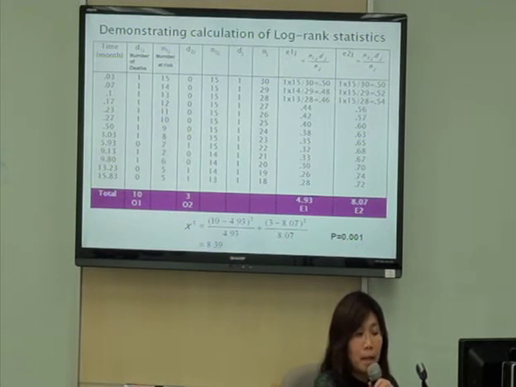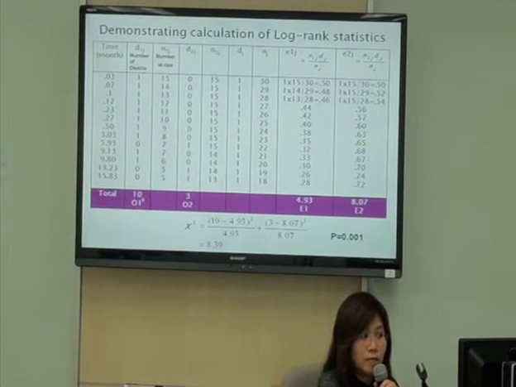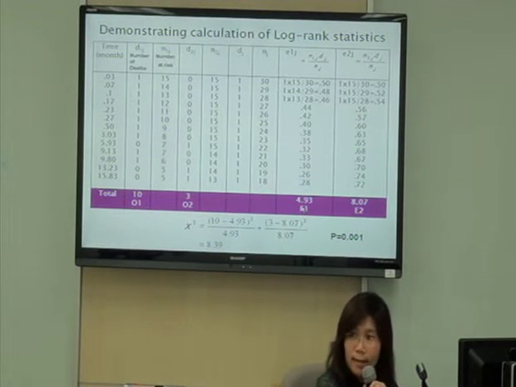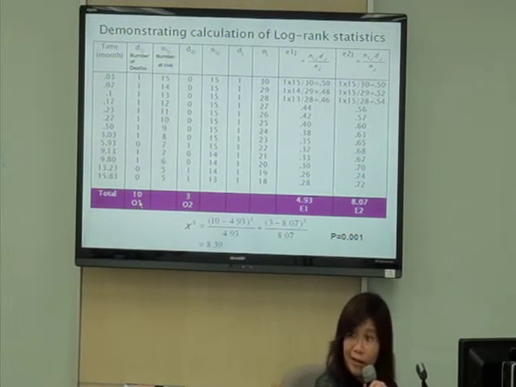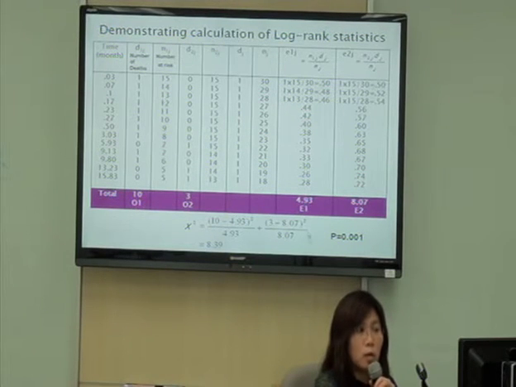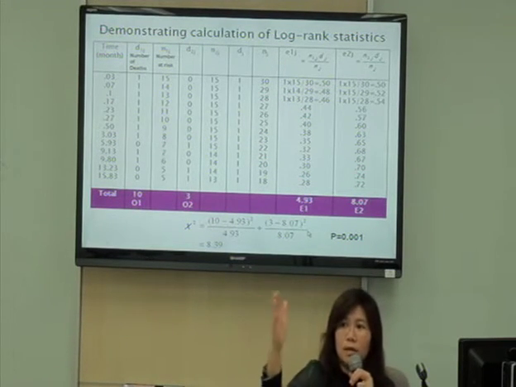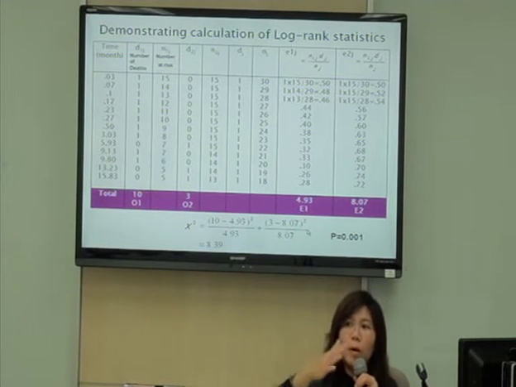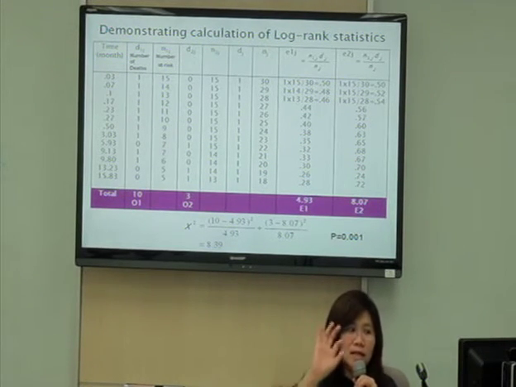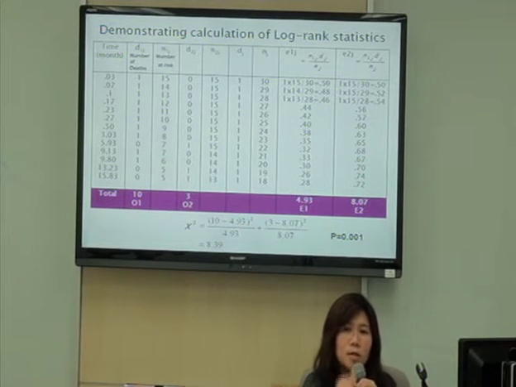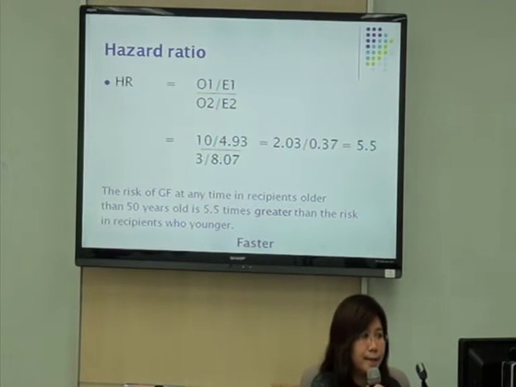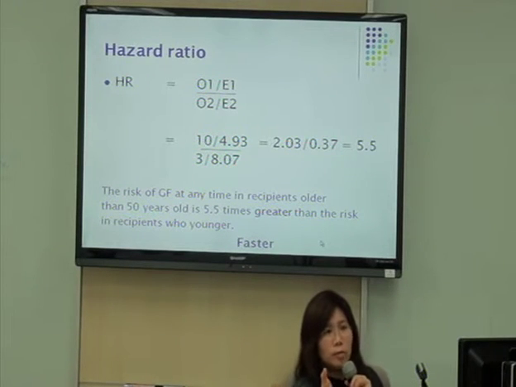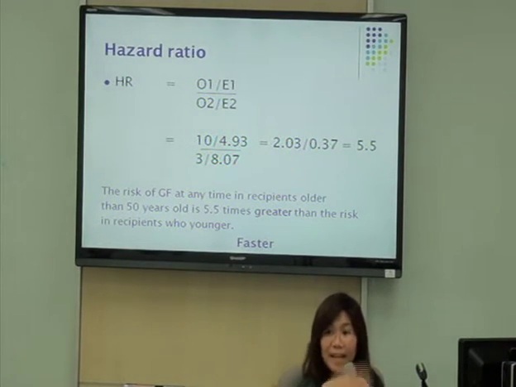0.01 means that the death rate observed here is more than expected, because we expect only 4.9, but they did 10. So these numbers mean that group 1 did more than group 2. The survival probability is lower than group 2. Is it statistically significant? Yes, because observed is more than expected. And that's just the log-rank test.